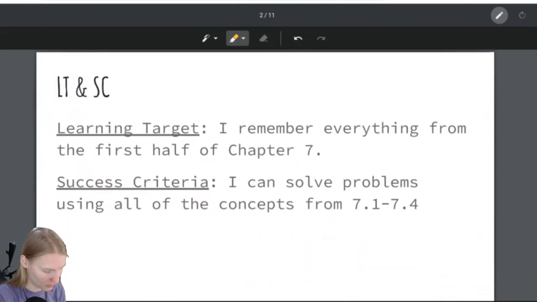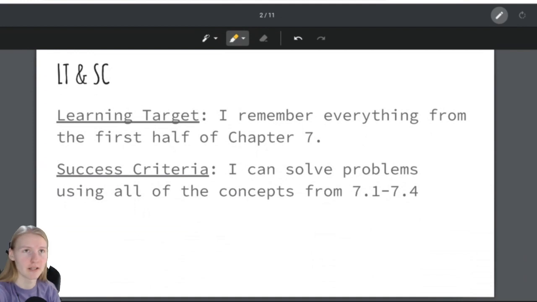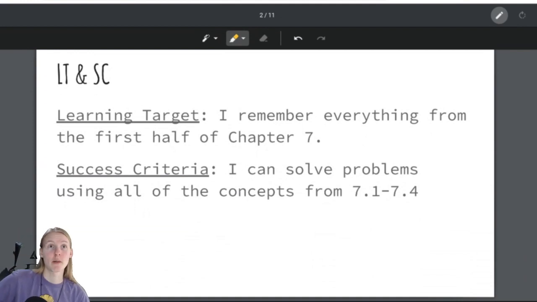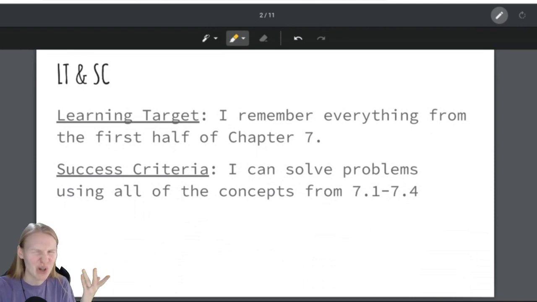Next, our learning target and our success criteria for today. The learning target says, I remember everything from the first half of Chapter 7. We are officially at the halfway point in Chapter 7. We have just finished 7.4, and after today we will move on to 7.5. But we are halfway through, which means it's time for a quiz. When we get back and we actually do this for real, we will have a quiz. Because you're home, I can't really give you a quiz, so you'll see what's happening today.